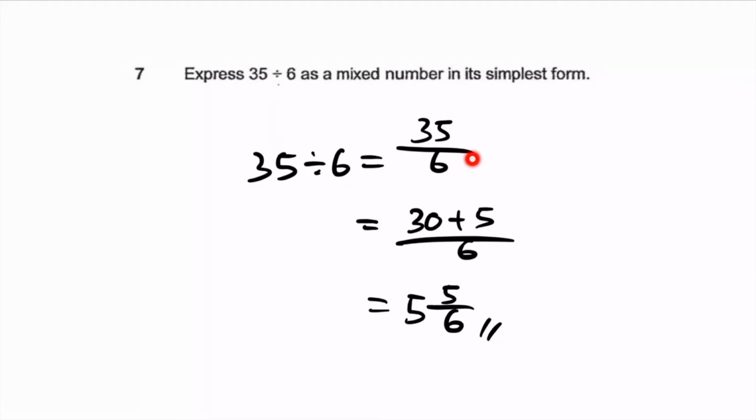This is a division question and we want our answer as a mixed number. So division actually can be written as a fraction bar like so. And then I'll take 35 and write that as a nice multiple of 6, which is 30, followed by 5. So here 30 divided by 6 gives me 5 wholes, and this is a remainder 5, and it can be written like that.